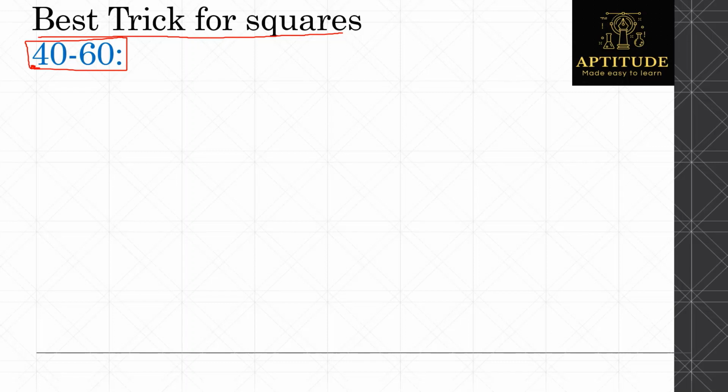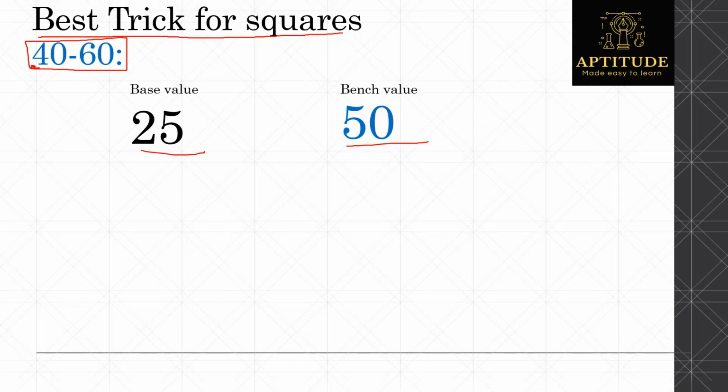For this trick, we'll have two definite values. One is a base value and another one is a bench value. Here the base value will always be 25 and the bench value will always be 50. So we need these two values definitely in order to find squares of these numbers. So just consider 25 and 50. Then how do we find squares of numbers ranging from 40 to 60?